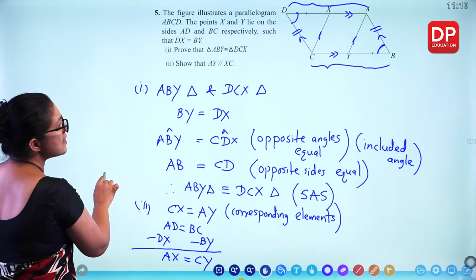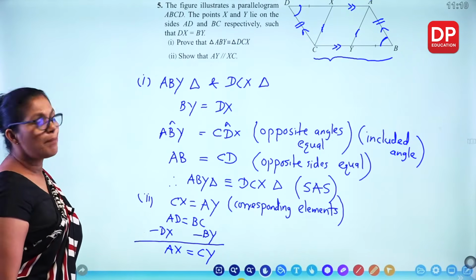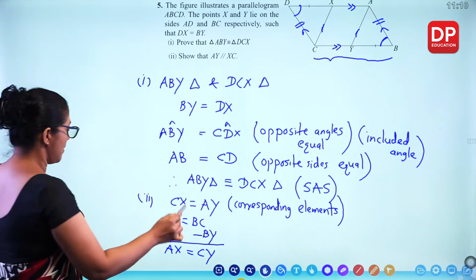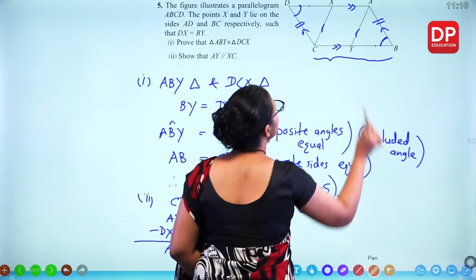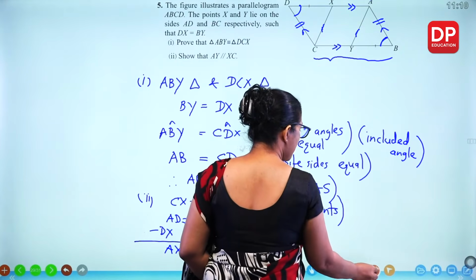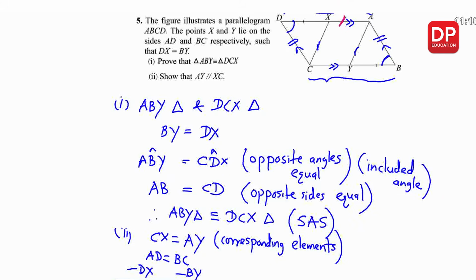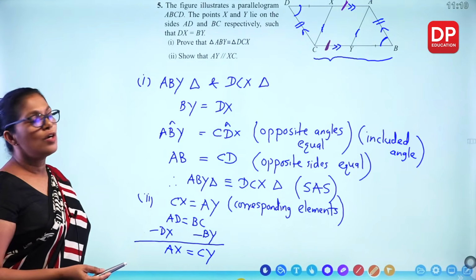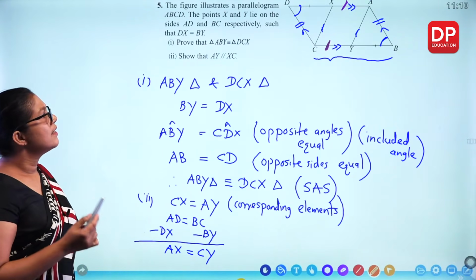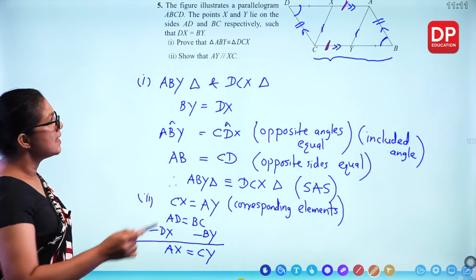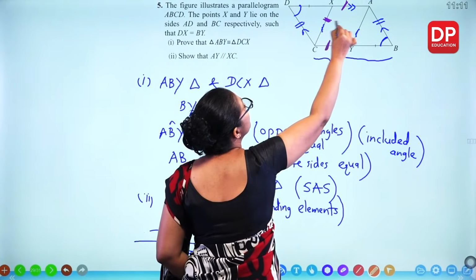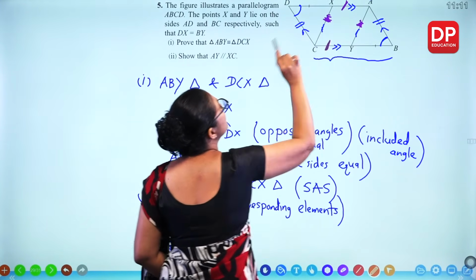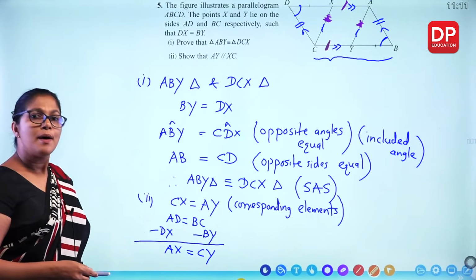AXCY is a parallelogram because AX is equal to, now I found, I'll use another color. This length is equal to this length, and it's also parallel. So what can you say about that? This is also equal. So this should be a parallelogram.